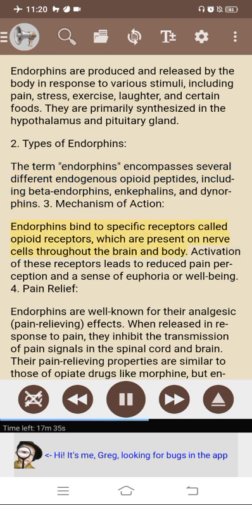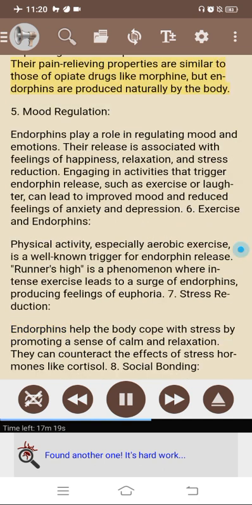3. Mechanism of action. Endorphins bind to specific receptors called opioid receptors, which are present on nerve cells throughout the brain and body. Activation of these receptors leads to reduced pain perception and a sense of euphoria or well-being. 4. Pain relief. Endorphins are well known for their analgesic pain-relieving effects. When released in response to pain, they inhibit the transmission of pain signals in the spinal cord and brain. Their pain-relieving properties are similar to those of opiate drugs like morphine, but endorphins are produced naturally by the body.